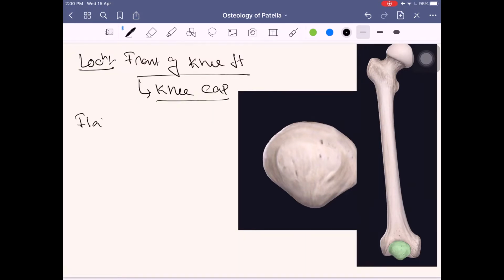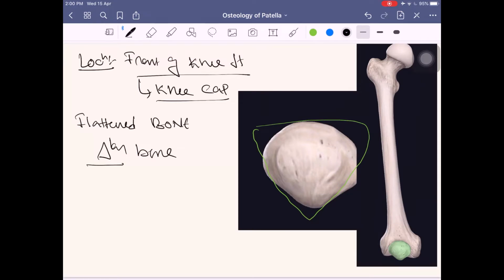So structure wise, it is a flat bone. It is a flattened bone, and if you see the shape, it's triangular. It is a flattened triangular bone. When we say triangular, a triangle will have an apex and a base. In this case, you can see the apex is pointed downward. In this anatomical position, this is the apex which is pointed downward, and this is the base which is pointed upward.